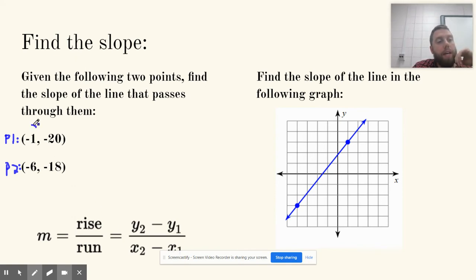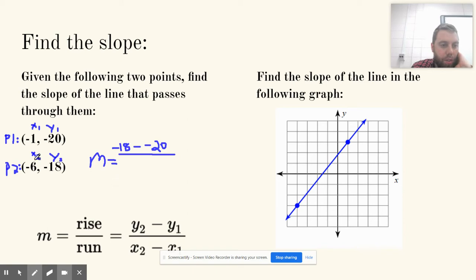Now we know every point has an x and a y. So if this is point 1, this would be x1, and this is y1. If this is point 2, this is x2 and y2, okay? Now, plugging into this equation, m represents our slope. M equals y2, that's right here, negative 18 minus y1. y1 is negative 20. Notice I put the minus and then whatever value we see here, divided by x2, which is negative 6, minus, and then whatever value we have here is negative 1.